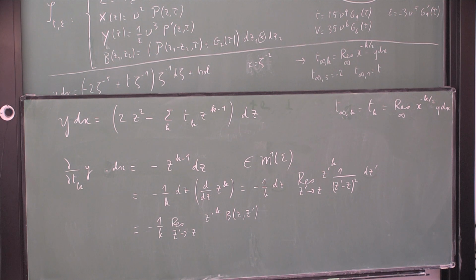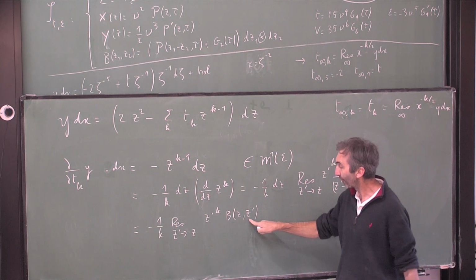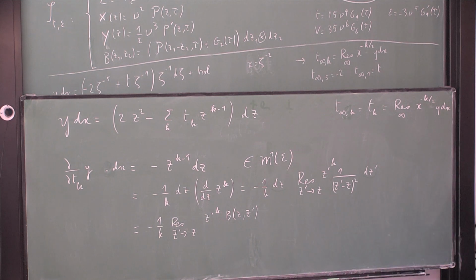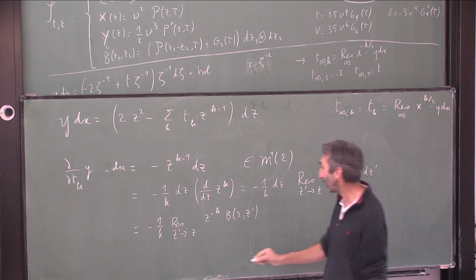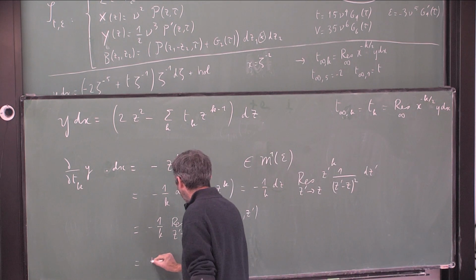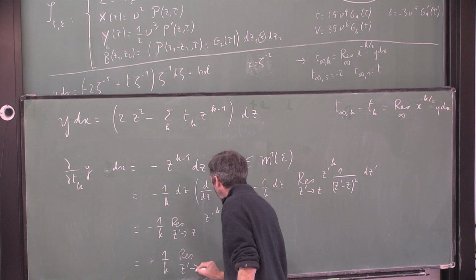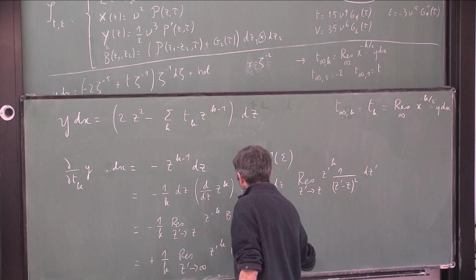And let me observe one more thing. B has a pole at z equals z prime. But this quantity has a pole at z prime equals infinity. And these are the only poles. There are no other poles. And the sum of all residues has to be 0. So let me write it now in this way. So it's plus 1 over k, residue at z prime goes to infinity of z prime to the k, b of z prime.